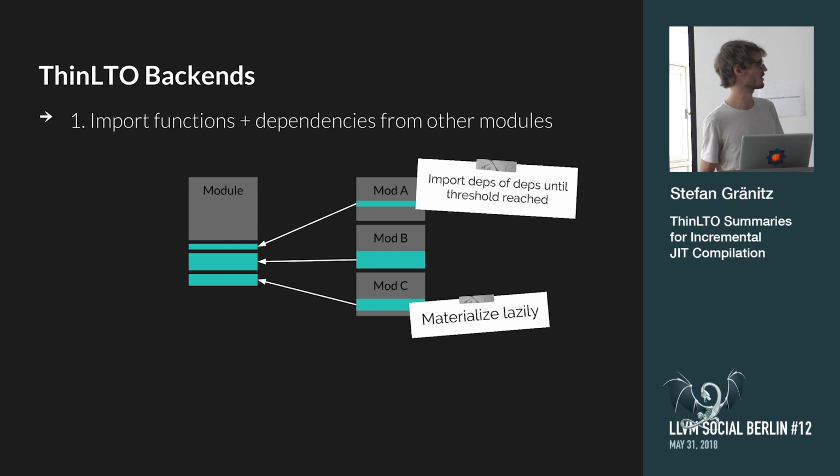The good thing here is, when we materialize our main module, we don't need to materialize all modules in all backends. We can use lazy materialization and only load the module blocks and materialize the blocks on demand as we need them. So it's quite performant, and that's what ThinLTO also wants to be. It wants to be much more performant than monolithic LTO.